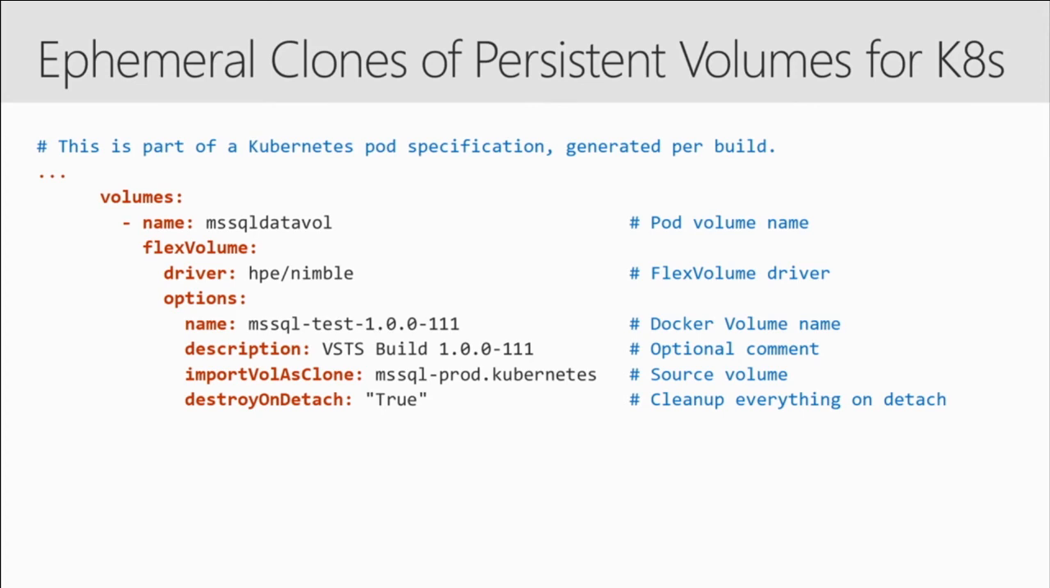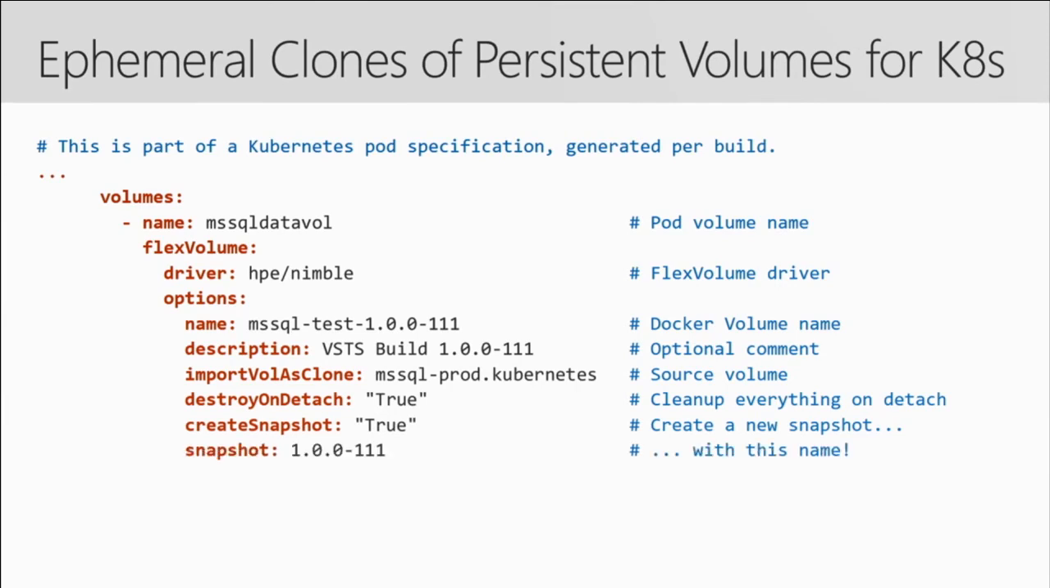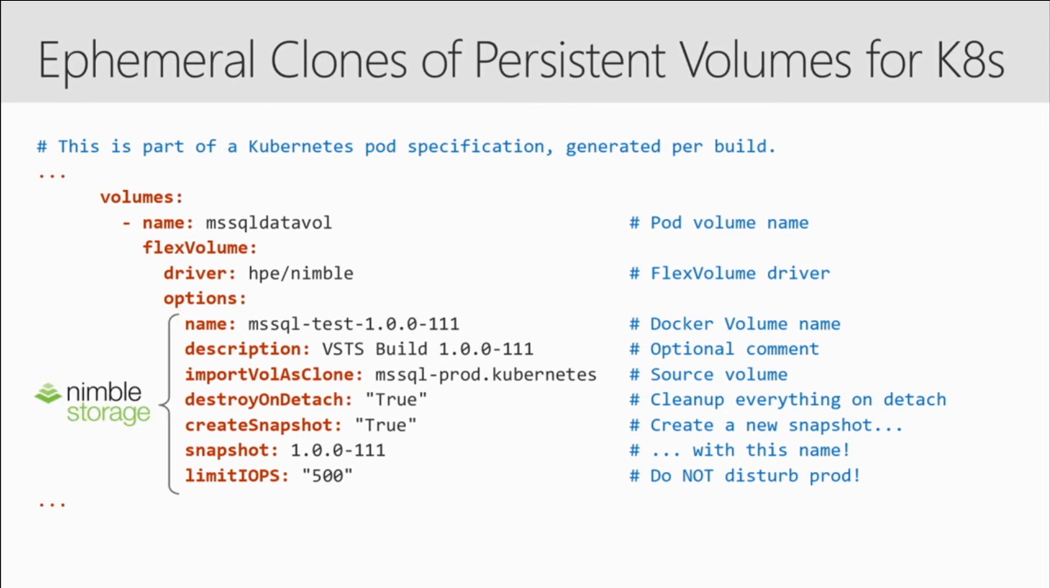Once you bring down the kubelet and so forth, be able to create a snapshot, give the snapshot a name. You want to be able to govern the performance on this volume that you provision for this purpose to not disturb your production environment. And these are all Nimble storage specific parameters, right? So depending on the Docker volume driver that you're using, you will have a set of different options.